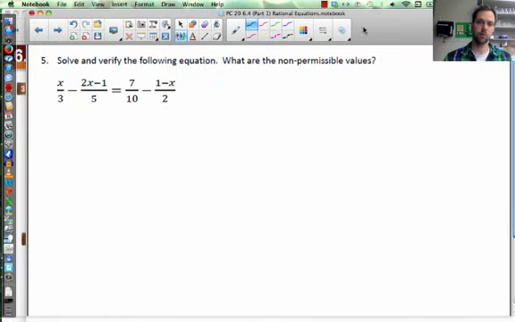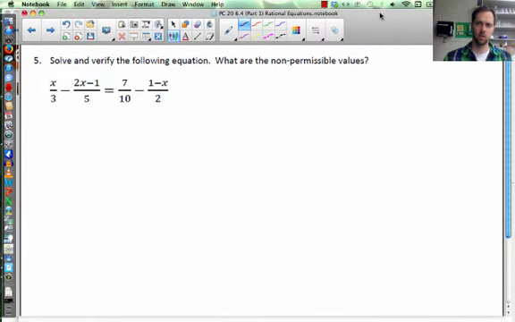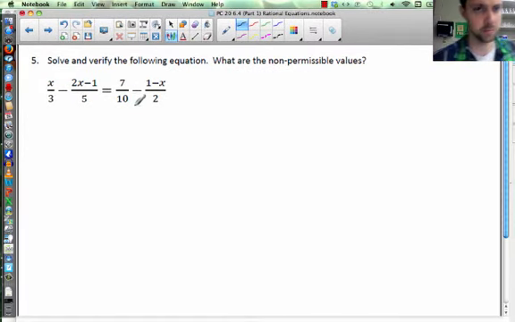Solve and verify. What are the non-permissible values? There are no non-permissible values because there is no variable in the denominator. So nothing's not allowed. But if we want to get rid of all these denominators, we need to multiply every term by essentially every denominator, or the greatest common denominator between all of them. And that is actually 30. So if we multiply everything by 30, all these denominators will disappear.